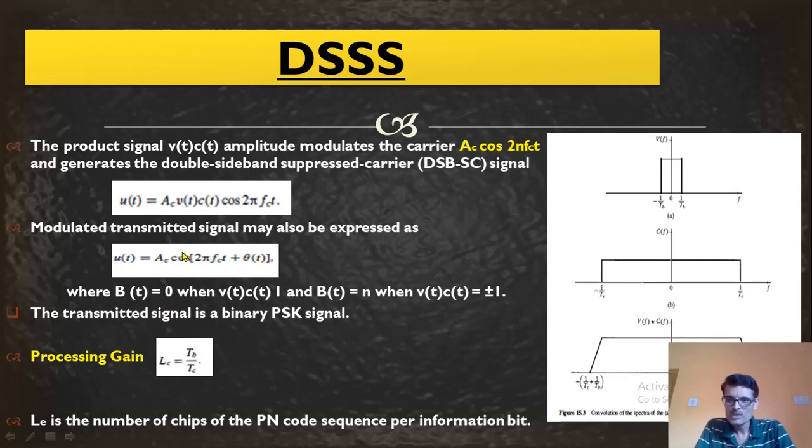So we can say that this signal u of t is written as A_c cos 2 pi f_c t plus theta of t, where theta of t will be either plus pi or minus pi depending on V of t and C of t. So if V of t, C of t is 1, then theta of t will be 0 degree.